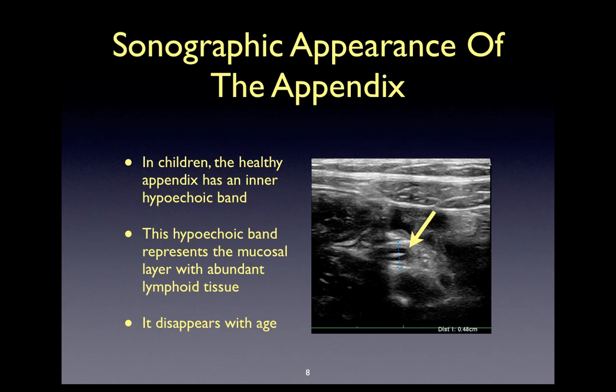Visualizing the appendix can be challenging since the structure can easily be lost within the contents of the right lower quadrant. What can help in identifying the appendix is recognizing the classic features of the appendix, which is that it is a blind-ended tubular structure. You may also be able to visualize the discrete layers of the appendix, or you may simply identify the hyperechoic outer wall with its lymphoid tissue-dense internal hypoechoic band. This will often surround the mucosal lumen interface. This hypoechoic band is rich in lymphoid tissue and thus will disappear with age.